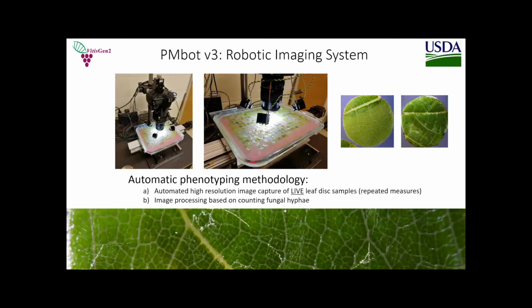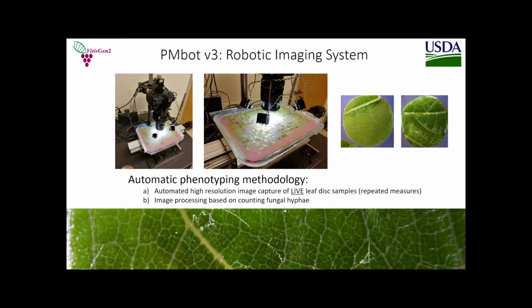So this is a picture of our 3rd version of the powdery mildew robot. And on the right-hand side, you see 2 leaf discs. Those are examples of images that we automatically capture with this robot. And at the bottom is a zoomed in image of one of these leaf discs. And I think you can see the thin, straight hyphal threads of powdery mildew. This is far before you would be able to see the powdery mildew fungus with the naked eye.